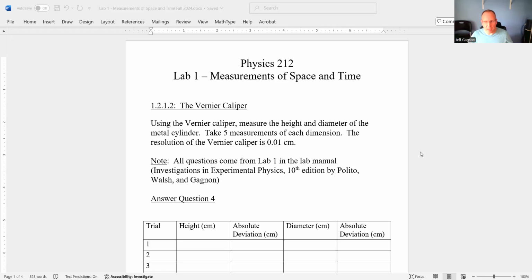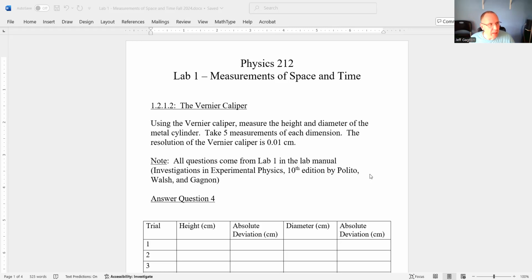In the first part of the lab, we're going to ultimately measure the density of the aluminum cylinder. But to do that, we need to measure the mass of the cylinder and the volume. If you remember, density is equal to mass divided by volume. So let's start with measuring the volume of a cylinder.